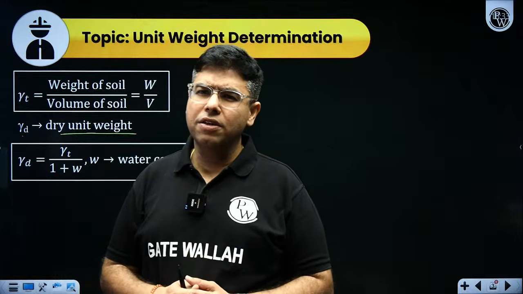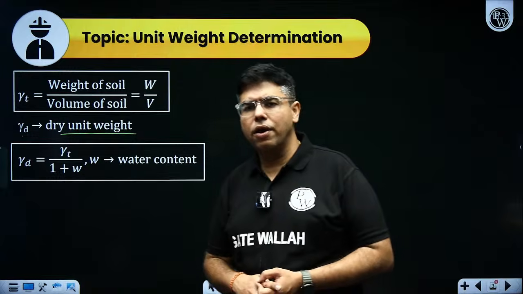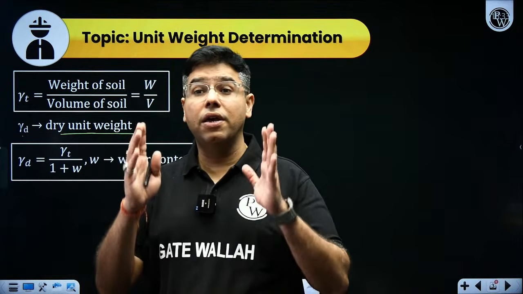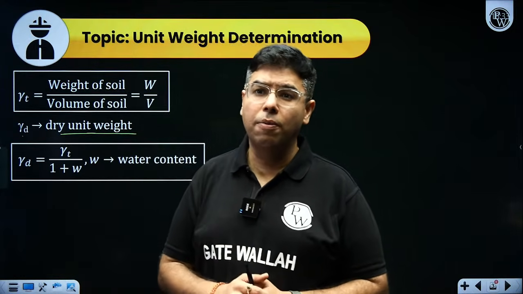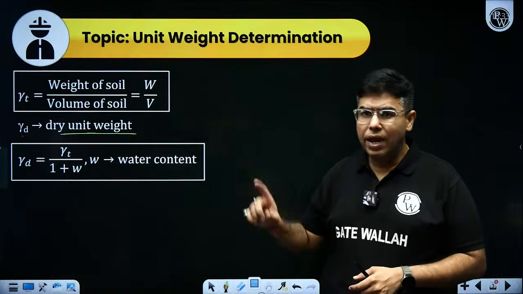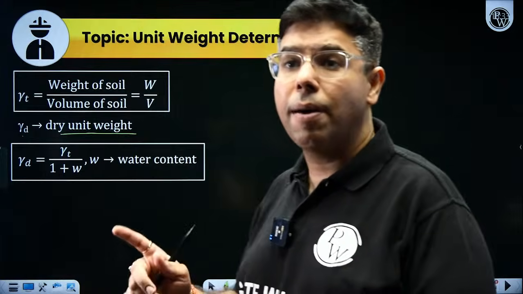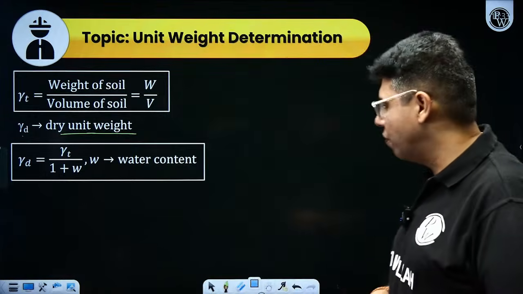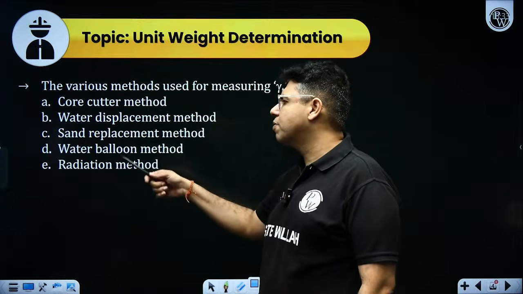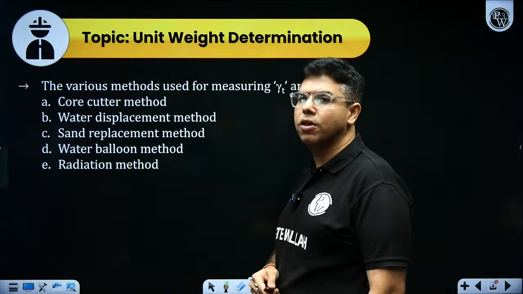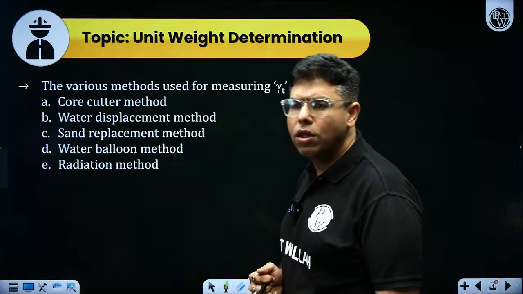And what is the practical significance of gamma D, you remember? With the help of gamma D, you can easily see the degree of compactness of the soil. So, degree of compactness of the soil is generally studied with the help of gamma D. So, let us see how to determine the gamma T of the soil, that is the bulk unit weight. We have many methods. The various methods involved are core cutter method, water displacement method, sand replacement method, water balloon method, and lastly the radiation method. One by one I will go through all the methods in detail.